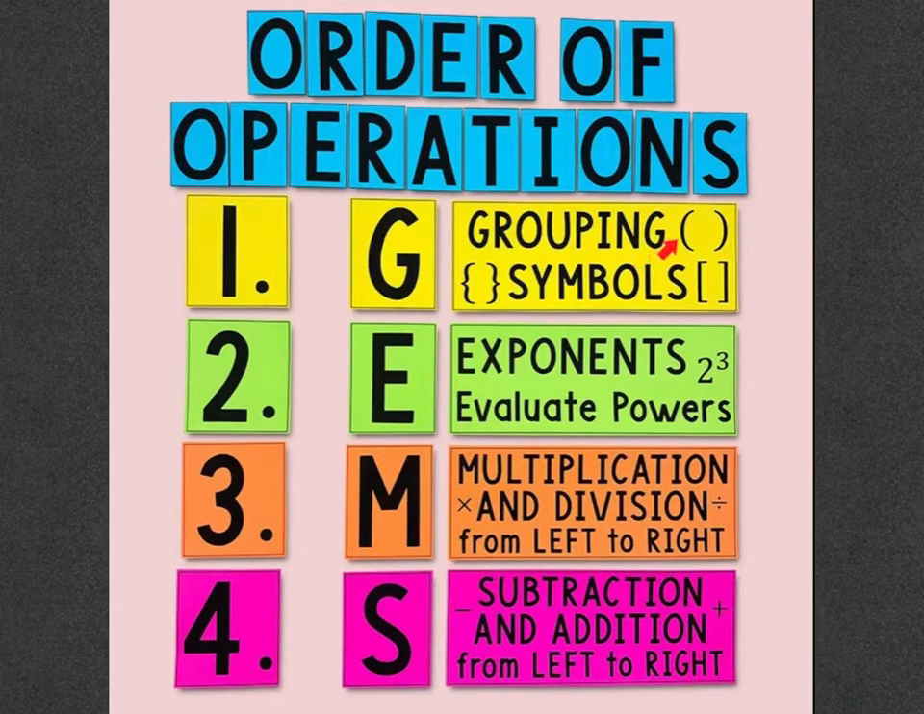So grouping symbols: parentheses, braces, brackets. Exponents, which means repeated multiplication. This does not mean 2 times 3. It means 3 2's being multiplied together. Multiplication and division, and you go left to right. So you might need to jump around the problem because there might be something in parentheses that you do first, and then you need to go left to right. Same with subtraction and addition.